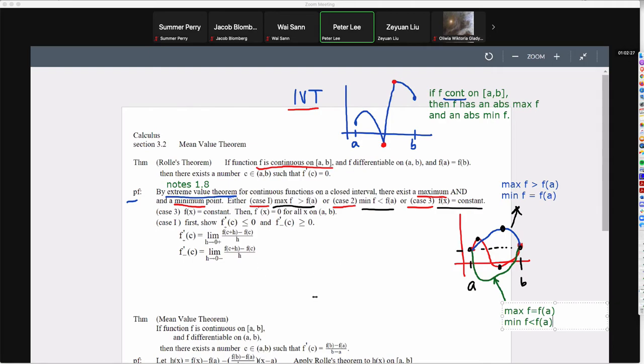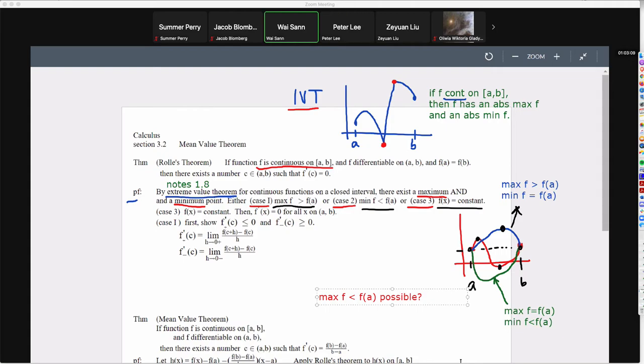Now, let me ask you this. Max f is less than f of a. Is this possible or not possible? Let me write this in red. Is max f less than f of a possible or not possible, class? Is that possible?